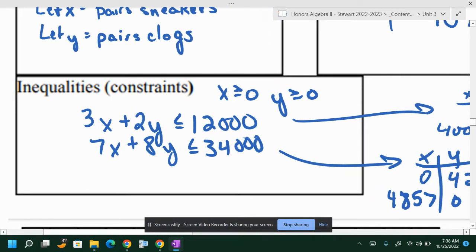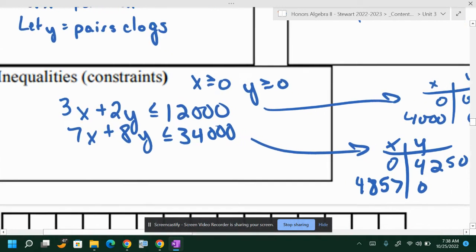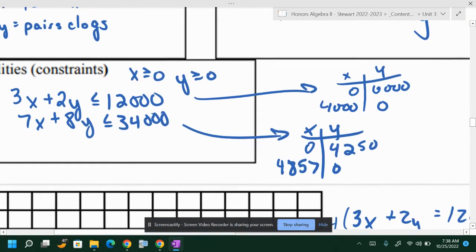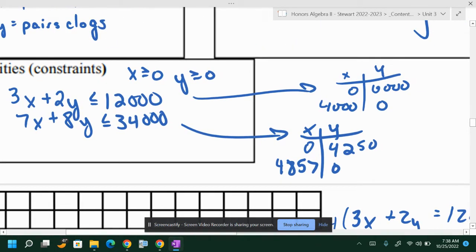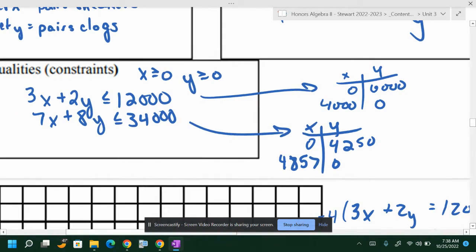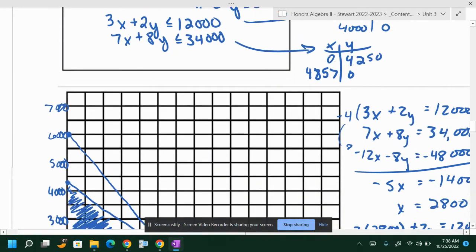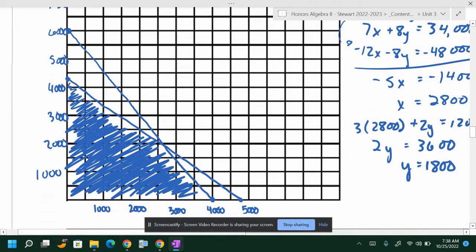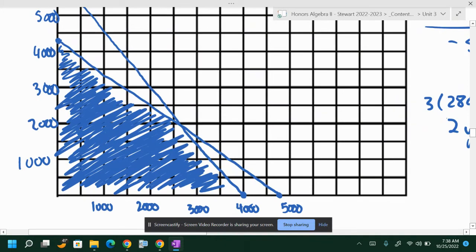Again, X is greater than or equal to 0, and Y is greater than or equal to 0, for the non-negativity constraints. Now, what I did from there is I found out what the x and y intercepts were again. If you notice, for specifically the second one there, the 4,857 and the 4,250, those are a little bit not as precise. So just kind of go with the flow there and know what those specific numbers are, and you kind of eyeball where you're going to put them on your graph.